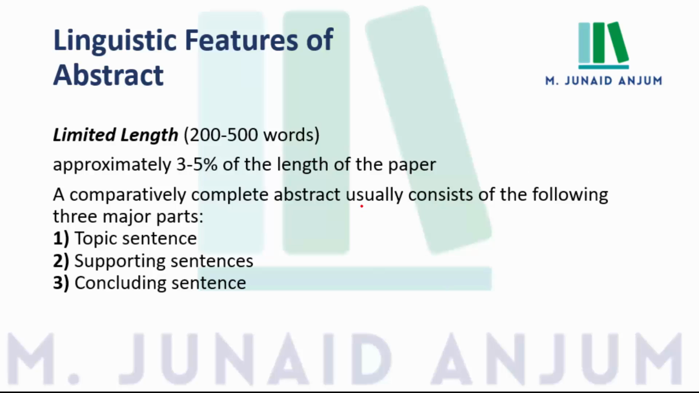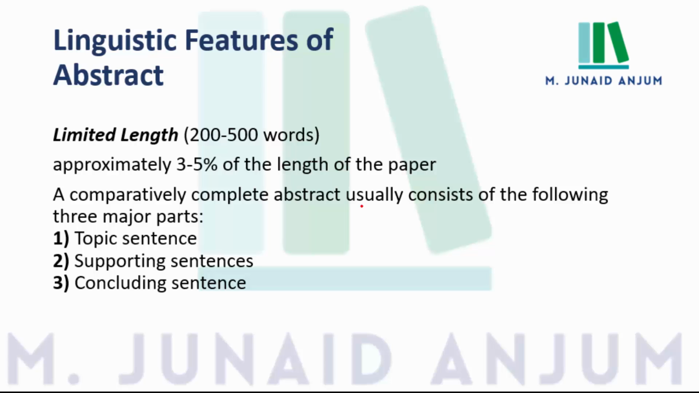The other thing is the linguistic features of an abstract. Limited length. Mostly journals provide you a given number of words. In those words you need to complete your abstract. For example, Croatian Science provides you 100 words, and some journals provide a word length between 200 and 500, and approximately 3 to 5% of the length of the paper is what the abstract could be.